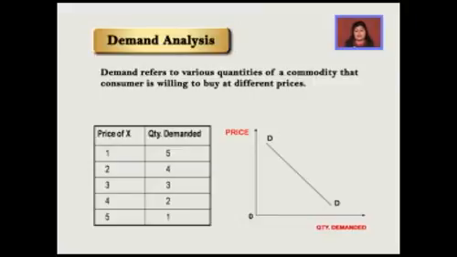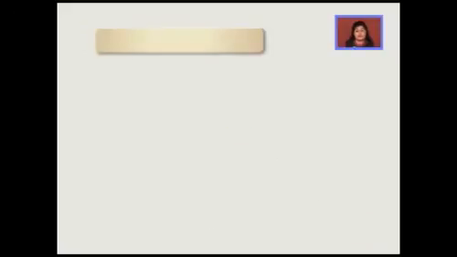Desire will be converted into demand only if we have the purchasing power and I'm willing to buy the thing at the existing price. So this means demand refers to the various quantities of a commodity that consumer is willing to buy at different prices. But there is one thing which is very clear, that as price increases, my demand will go down. So this means that the demand curve will be downward sloping, or it will have a negative slope. What all things does my demand depend upon? These will be called as determinants of demand.